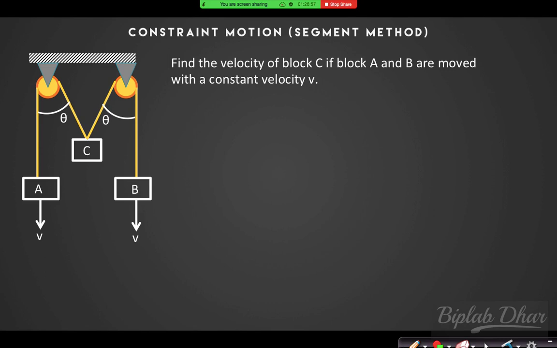So v by cos theta, that is v sec theta. Look, how many segments are there? Two seconds? So it is v sec theta.